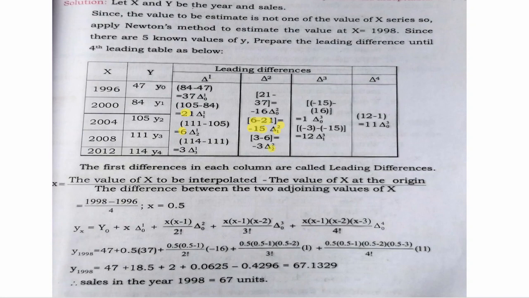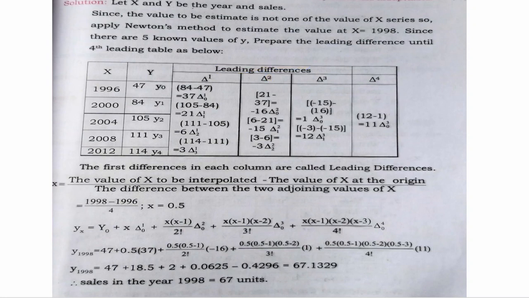Next delta 2 to the power of 2 is delta 3 to the power of 1 minus delta 2 to the power of 1, like y4 minus y3. The value is 3 minus 6, it is minus 3. Minus 3 is called delta 2 to the power of 2. So all these values are the leading differences for delta to the power of 2.